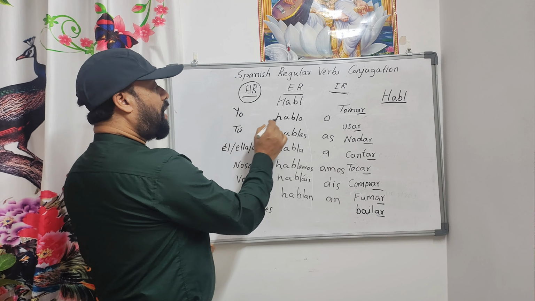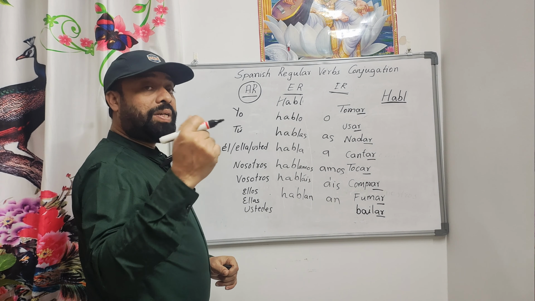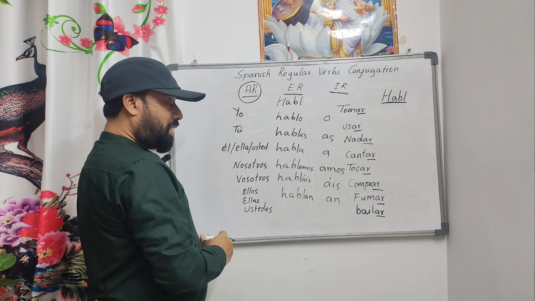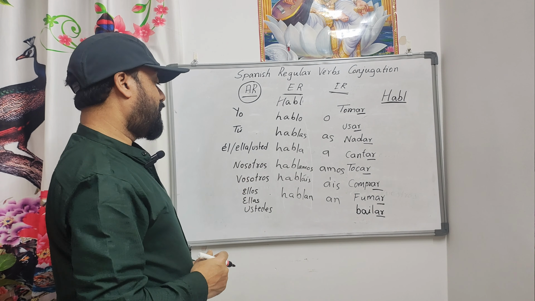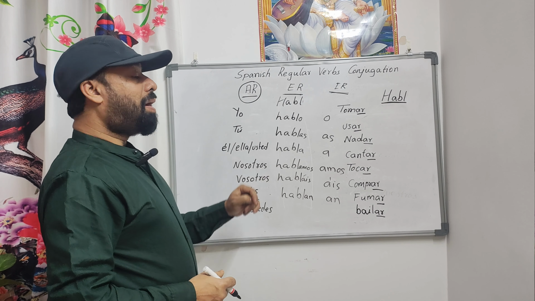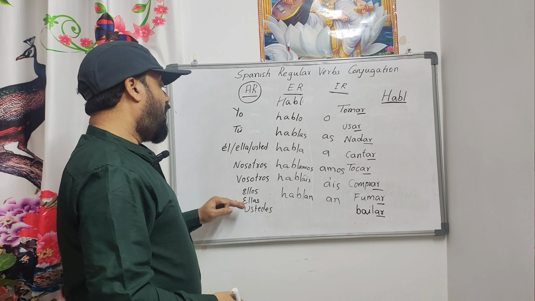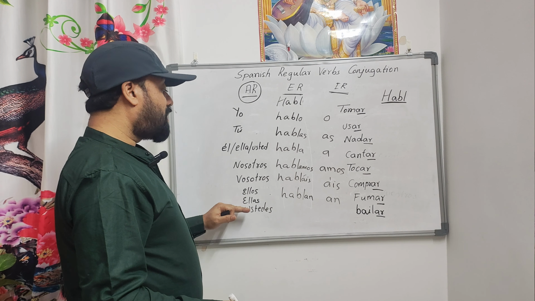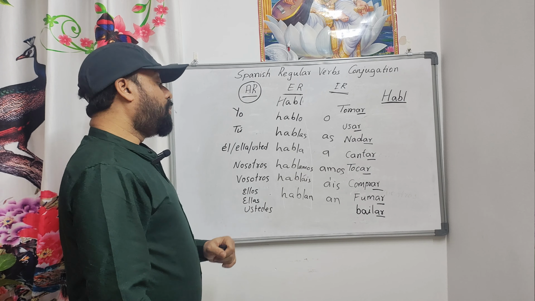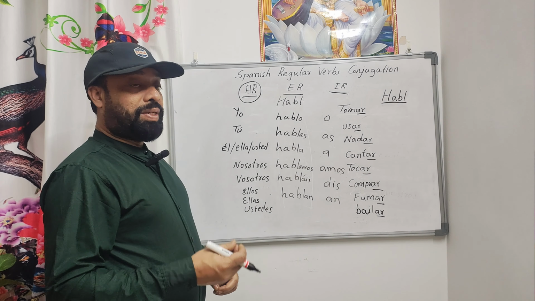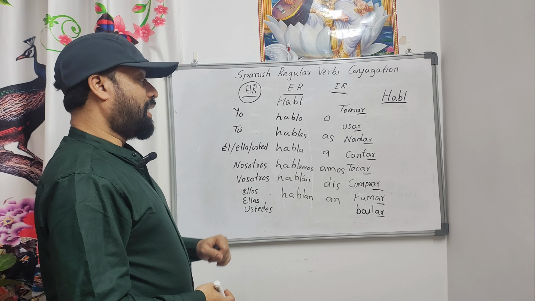So you're going to say yo hablo, which means I speak. Tú hablas means you speak. Él habla, he speaks. Ella habla, she speaks. Usted habla, you speak, formally. Nosotros hablamos means we speak. Vosotros habláis means you all speak. Ellos hablan means they speak. Ellas hablan also means they speak, which is only female. Ellos is for male and female both. And ustedes hablan means you all speak. Basically, ustedes is the formal way to say it.